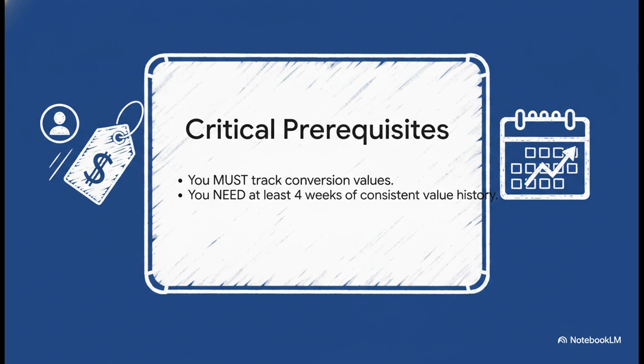But beyond just the raw number of conversions, these two things are the absolute deal breakers. First, you have to be tracking conversion values. If you're not telling Google that one sale is worth $10 and another is worth $500, then the whole idea of return on ad spend is meaningless. Second, you need at least a month of that data history. The algorithm needs to see a consistent pattern before it can start making smart bets with your money.